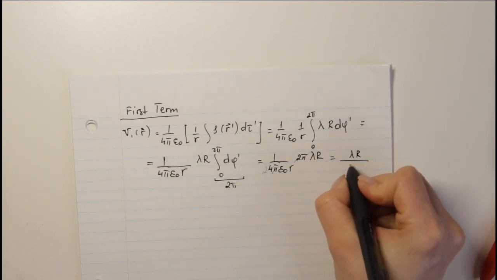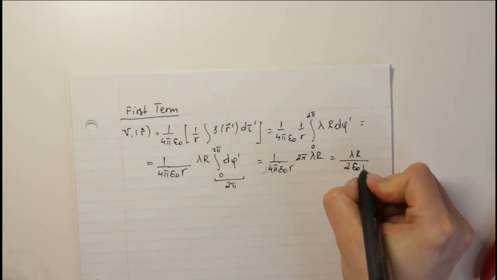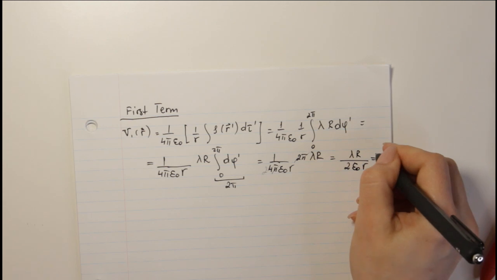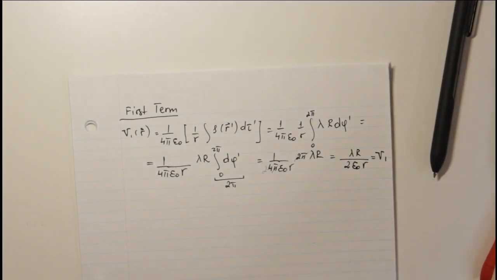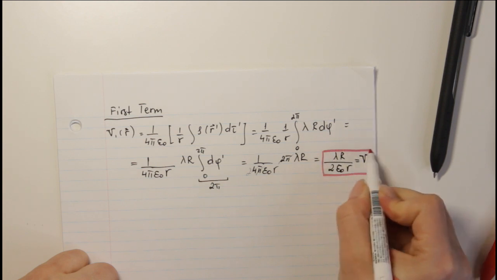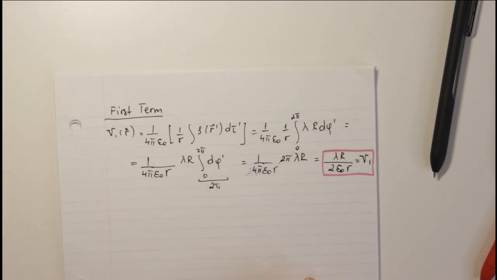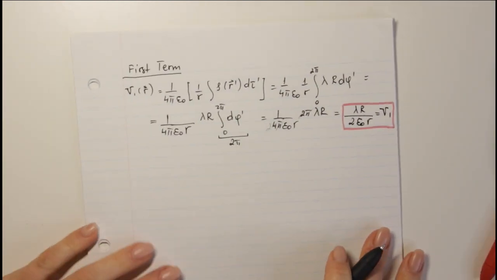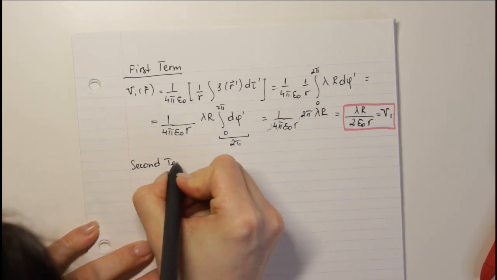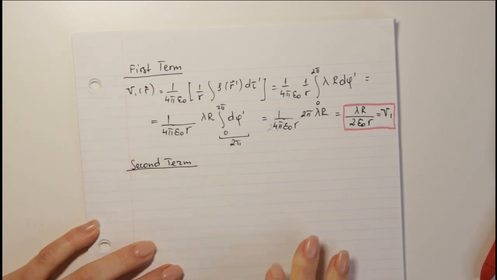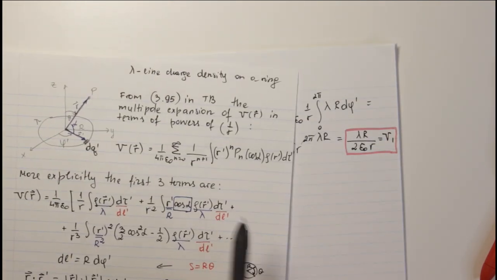And so we get lambda r over 2 epsilon 0 r, and that's our final V1. Okay, so that's the first term. Now the second term. Looking up in the expansion, the second term looks like this.